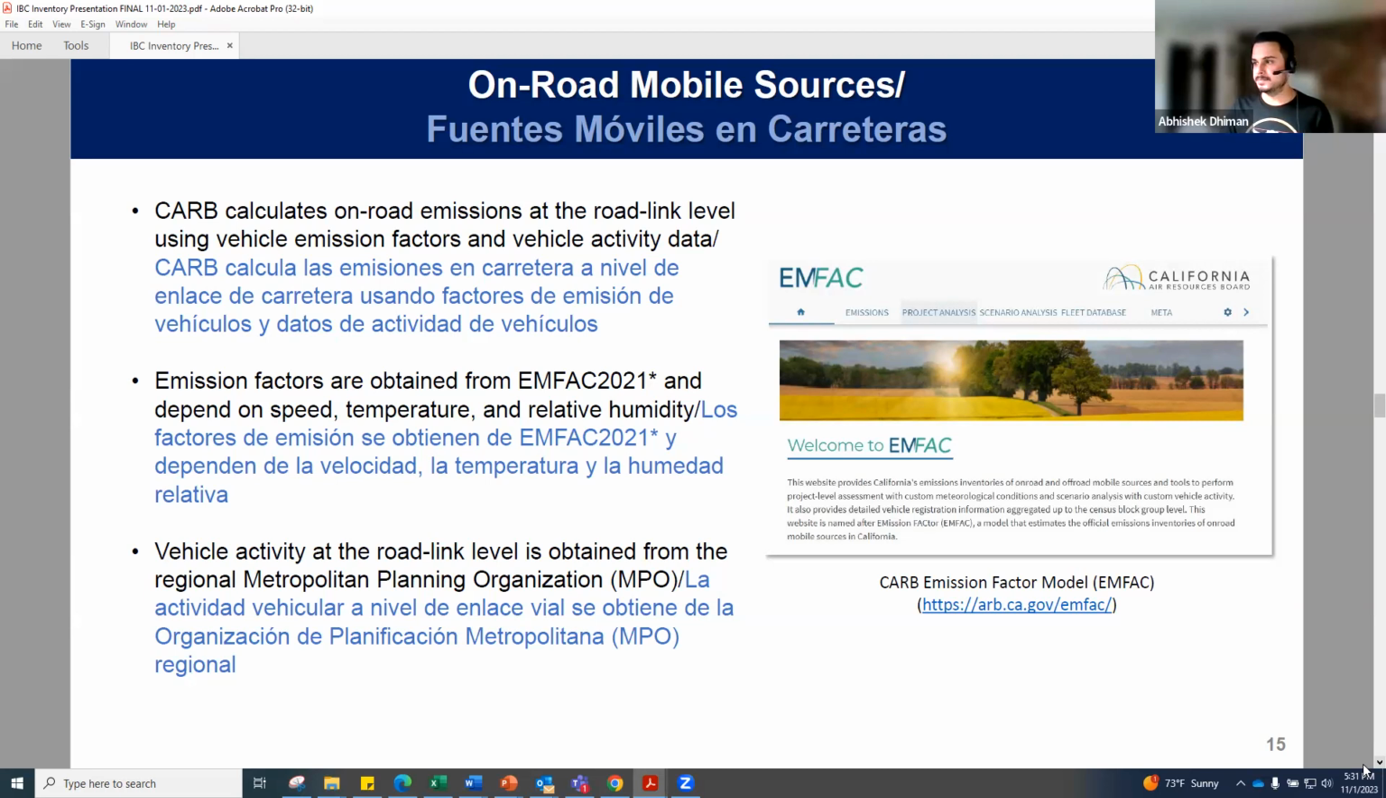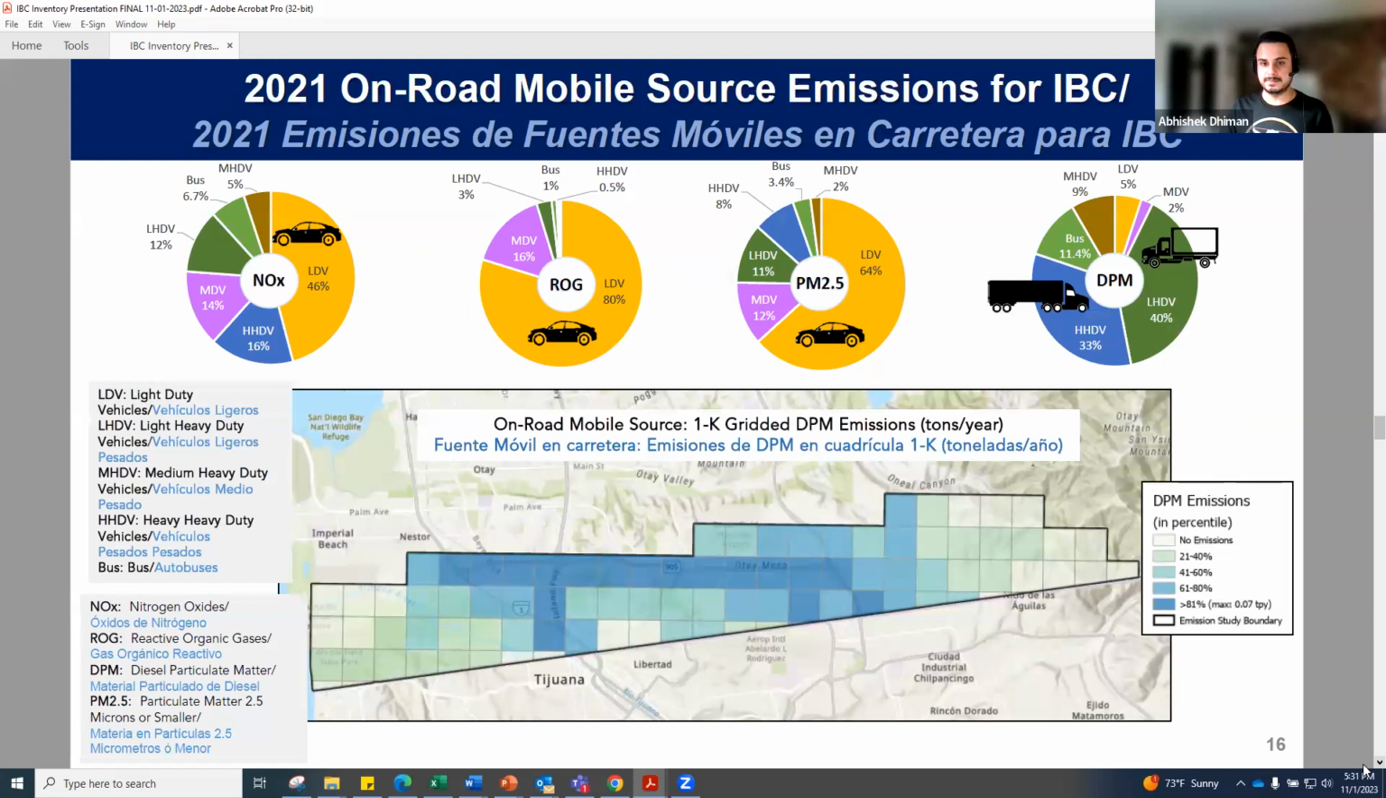Next slide, Jenny. As you can see from the results on these slides, light duty vehicles like passenger cars that you and me typically drive contribute the most NOx, ROG, and PM2.5 emissions within the IBC community. Altogether, heavy duty vehicles such as heavy, light heavy, and medium heavy duty trucks and buses contribute the majority of DPM emissions in the community.